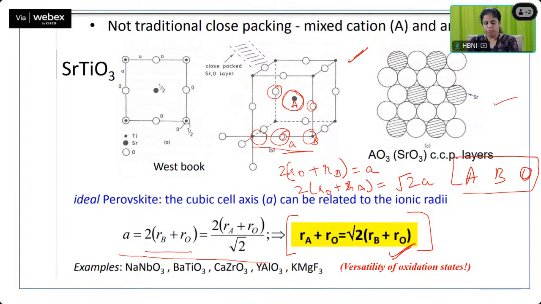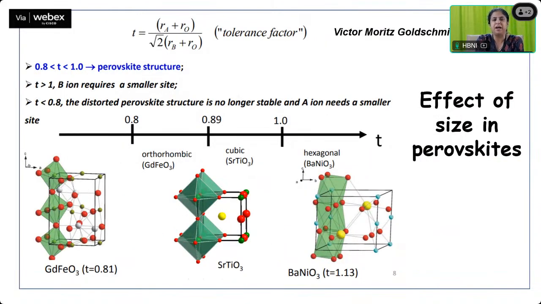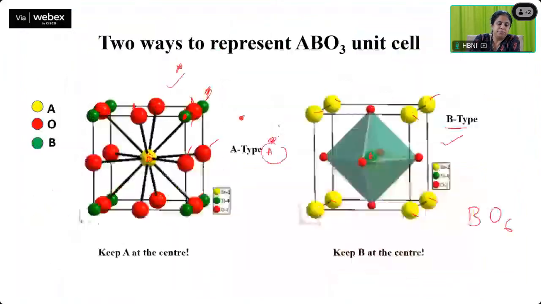Now, this is when it is 1. If I take the ratio of this, I just bring it into the denominator, that is, I write it as RA plus RO upon root 2 times RB plus RO. I call this number T, which is called the tolerance factor. If numerator and denominator are equal, tolerance factor is 1, and you have cubic perovskite crystallizing in the form we have been discussing till now. But as I told you, now this structure has got a lot of flexibility. Let me just see this way. Look at this structure.